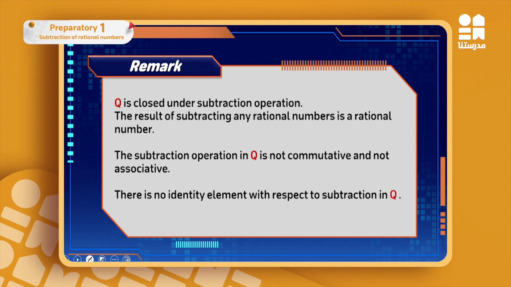Then, not associative. Associative means three numbers: A plus B plus C, and put brackets for the first two numbers, equals A plus B plus C, and put brackets for the last two numbers. We can do it in addition. But in subtraction, we cannot do the same. So in subtraction, we have to respect the position of the brackets. We have to start from the brackets. So it is not associative.